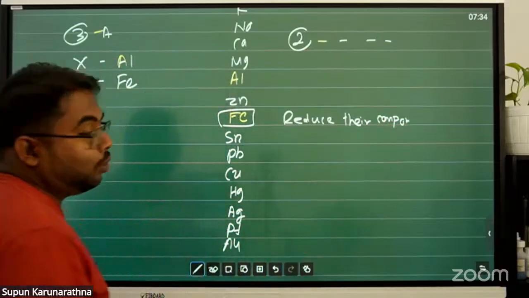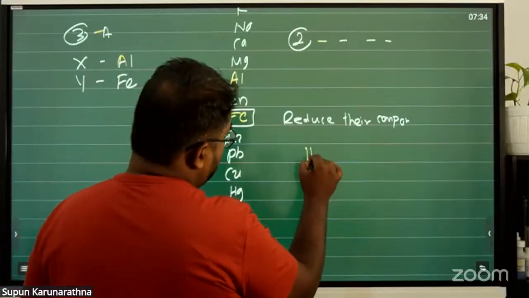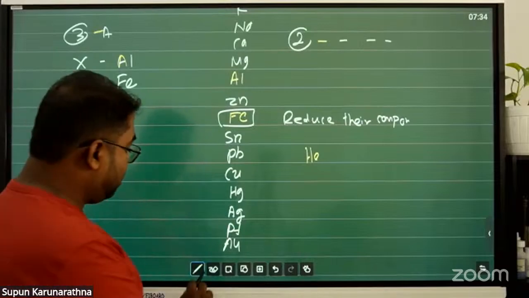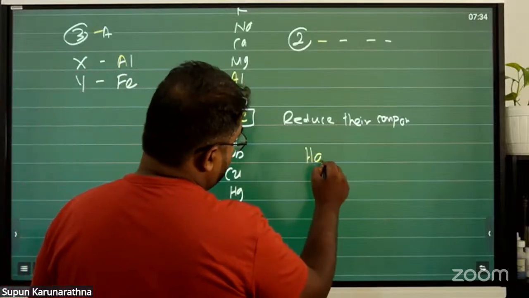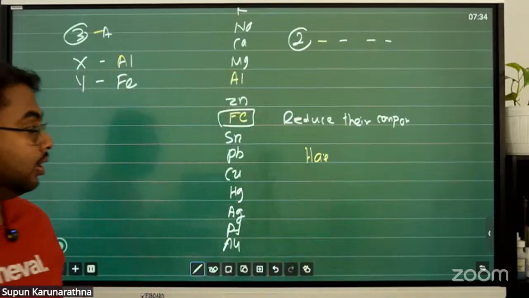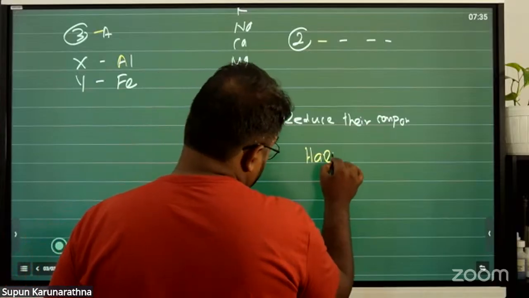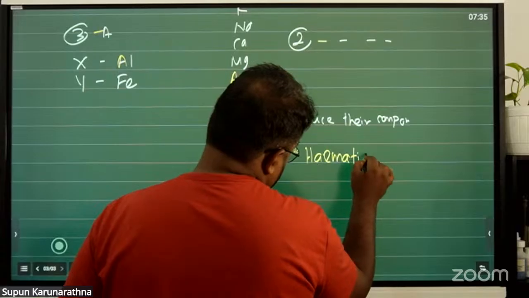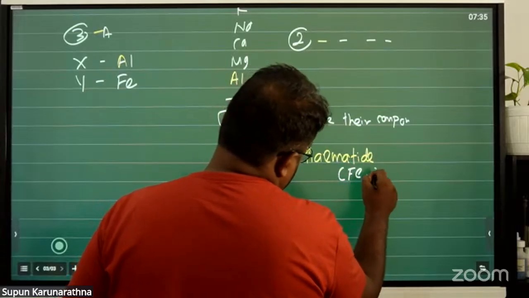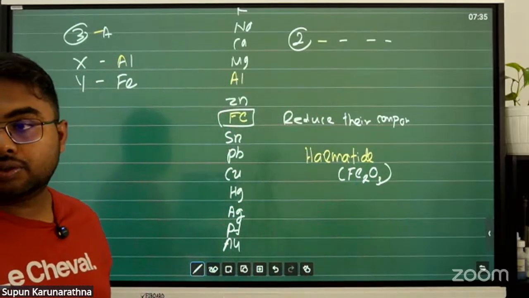So what are the raw materials that we are using? Hematite. Hematite is the main raw material that we are using for the production of iron. We call it hematite. Hematite means Fe2O3.